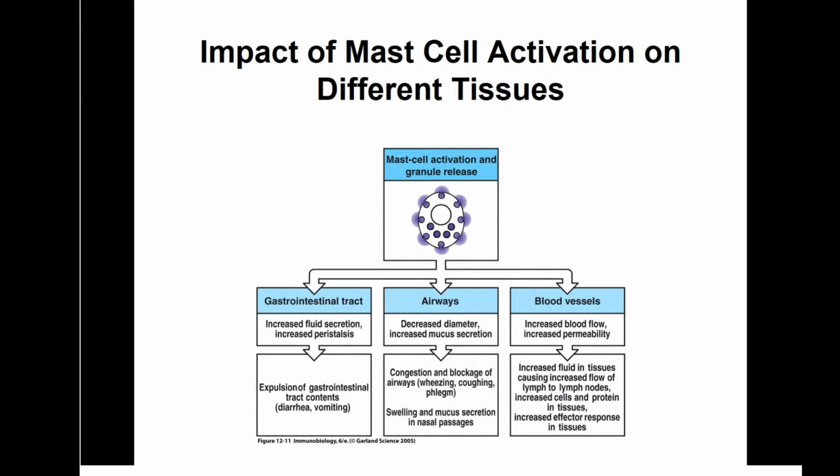The effect on blood vessels: histamine increases blood flow and increases permeability. So it causes increased fluid in tissue, increased flow in lymph and lymph nodes, and increased cells and protein in tissue. That is how edema develops.